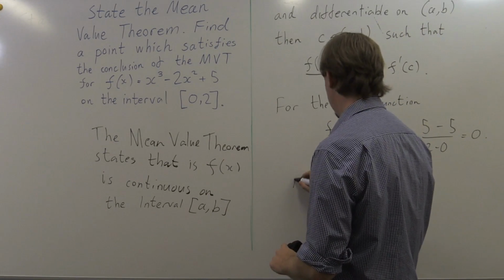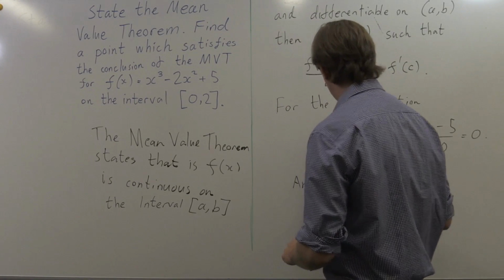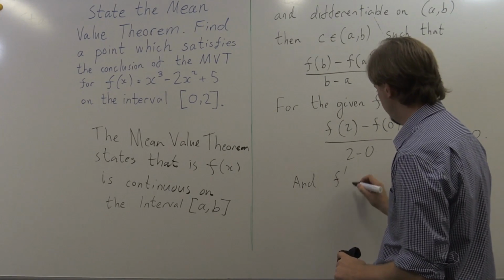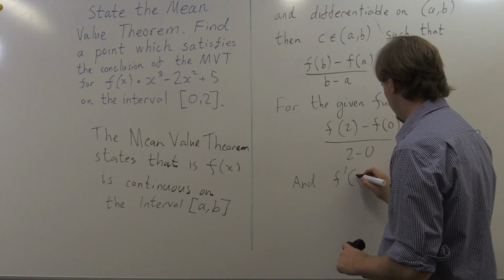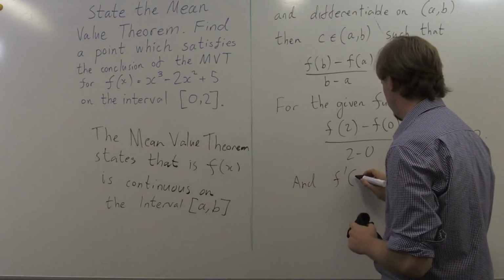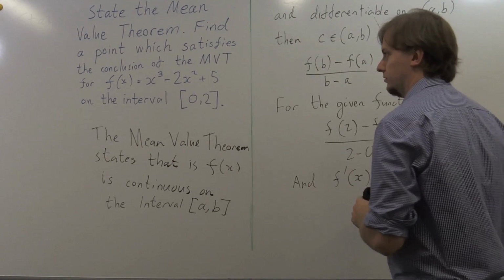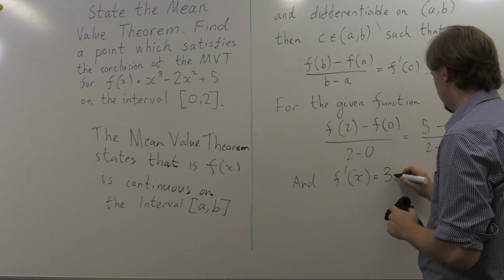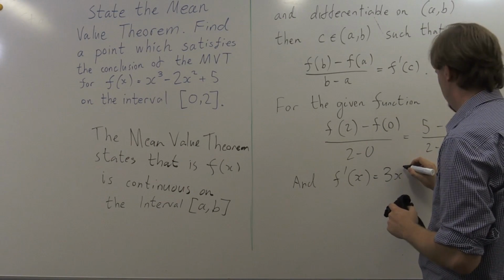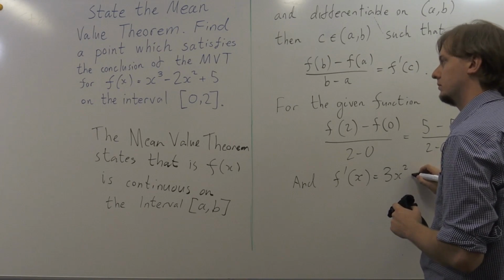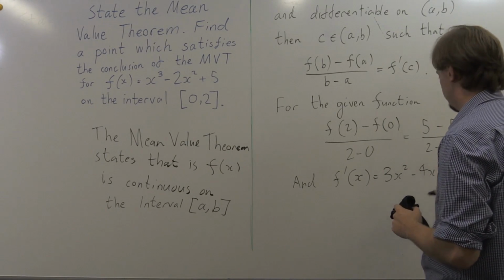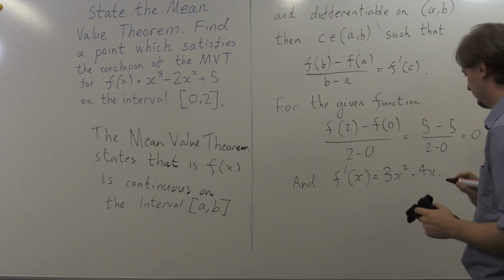Right. So let's just note that the derivative of this function is just going to be 3x squared minus 4x. Problem solved. We just had it over twice. Okay.